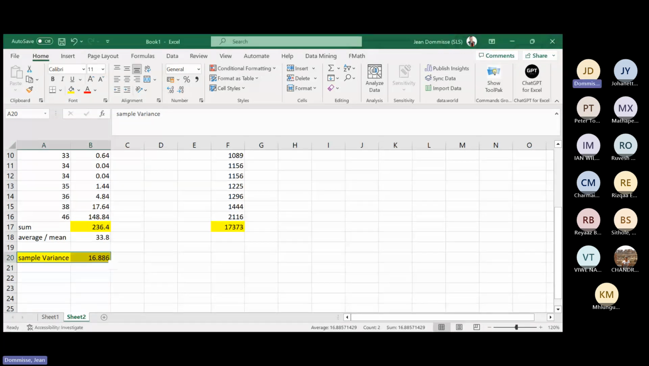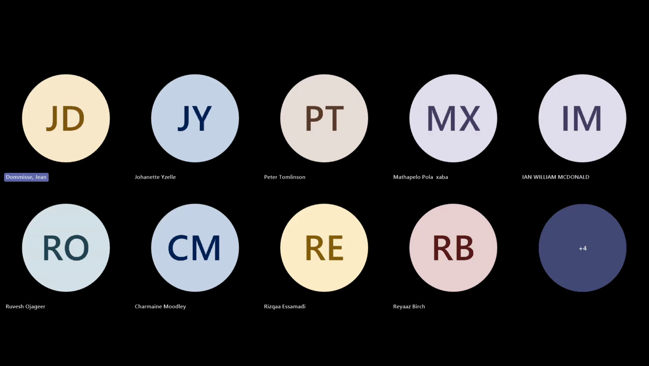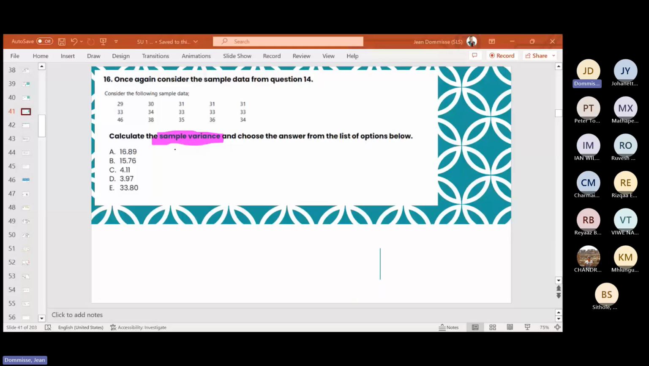But I won't go into all that detail. If you can just look at the data, ask the Excel formula to work it out for you. And then there is the number of 16.89.